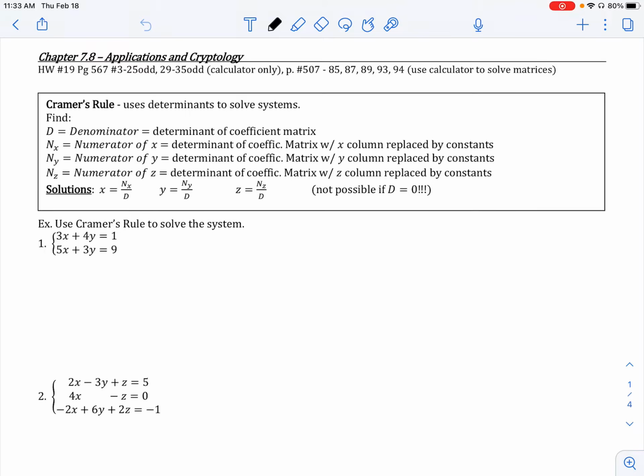In this final section of this chapter, to close things out, we are going to just discuss some different applications of matrices and also discuss another method, our final method actually, of solving a system, and it's called Cramer's Rule.